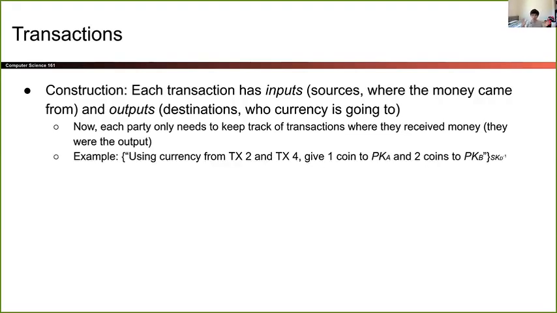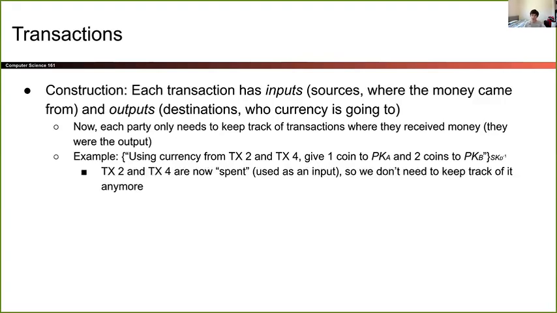And a practical example of what this might look like in English is just say, okay, using currency from transactions 2 and 4, where implicitly I received money, I'm going to take the money in there, give 1 coin to PKA, so give 1 coin to Alice, and 2 coins to PKB, 2 coins to Bob. And this statement is all still signed by SKD. So we know that Dave was the one who initiated this transaction. So Dave received money in transactions 2 and 4.